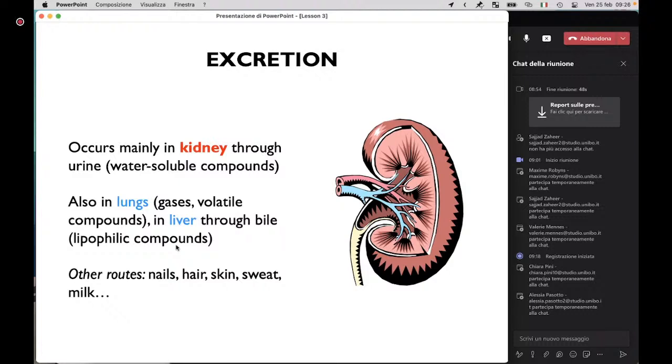Of course, some small amount of compounds can be eliminated through other routes, just like nails, hair, skin, sweat, also milk. But all of these are a small part, or important just for some specific compounds, not generally. Generally, of course, kidneys are the most important ones.